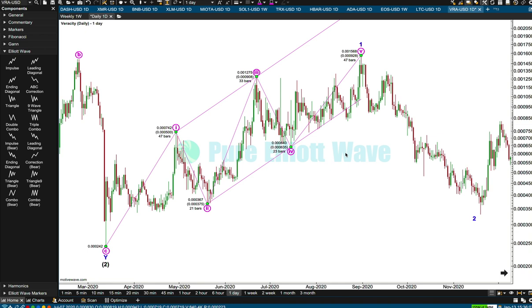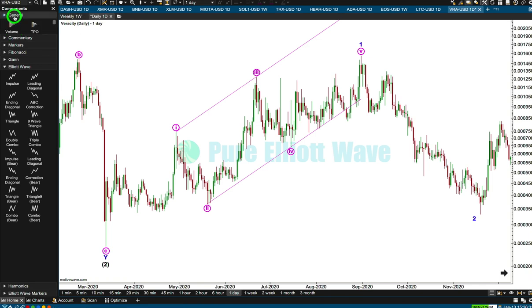Within a leading diagonal, subwaves 2 and 4 may only subdivide as zigzags. Subwaves 1, 3 and 5 are most commonly zigzags, but they can also be impulses. And if one of them is going to be an impulse, it's usually the third wave. So this could work, except the diagonal trend line is adhered to really nicely here, but it's overshot here. Tiny overshoot here, but it's actually breached here. That's quite an unusual look.